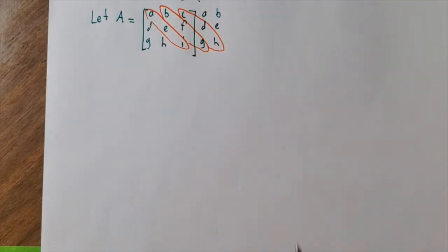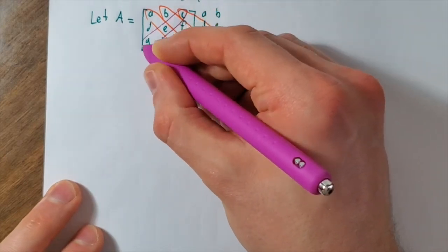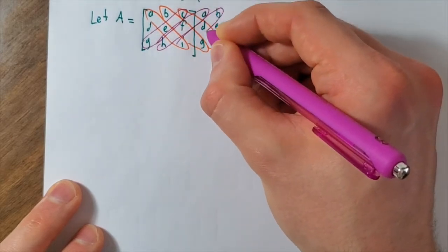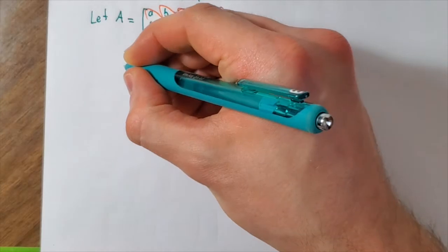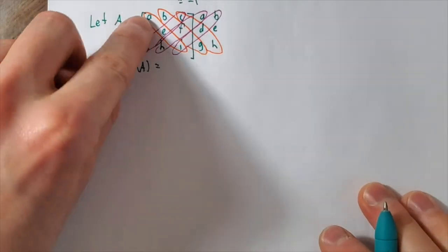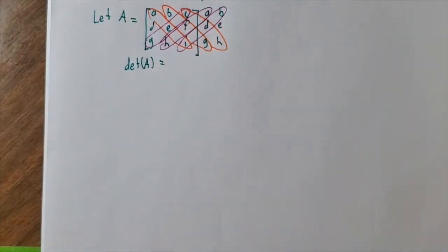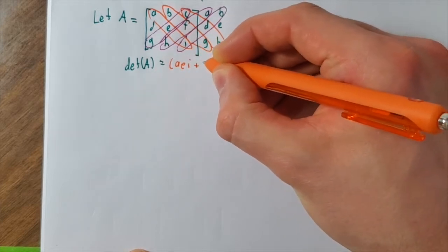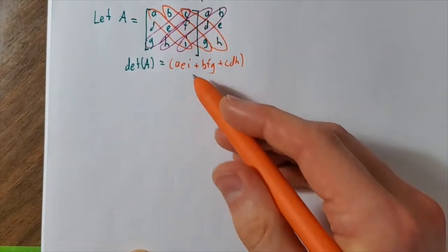Likewise, we can start with g in the bottom left, and we're going to make 3 more diagonals going the other way here. And when we actually want to calculate our determinant, we can say that the determinant of A is equal to, we're going to take 6 products here. We're going to multiply along these diagonals, and what we're doing in orange, we're going to add together. So we'll have aei, we're going to add that to bfg, and then add cdh. And we get these 3 products in here.